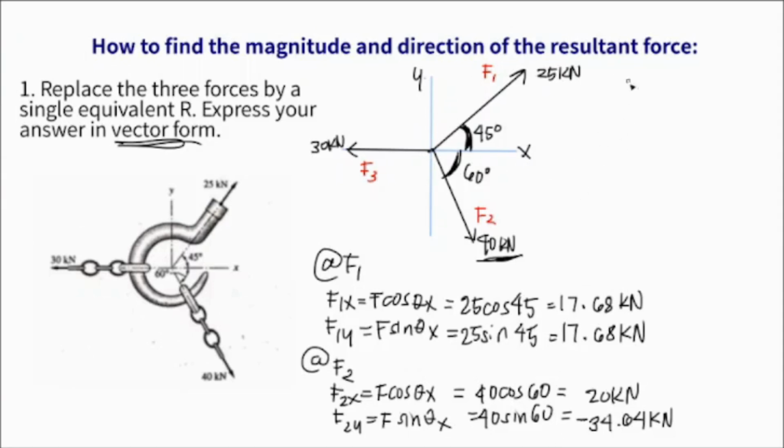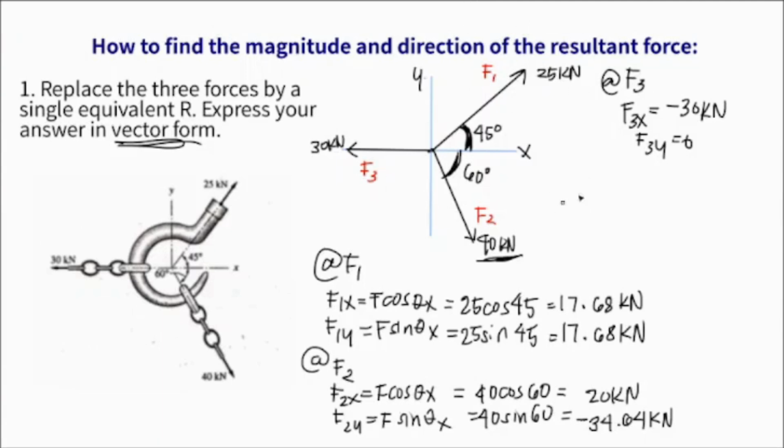Now let's solve F3. Since it lies on the x-axis, it has no y value, only F3x. F3x is negative 30 kilonewtons, since positive should be to the right and this one points to the left. F3y is 0. Now we have the x and y components of F1, F2, and F3.